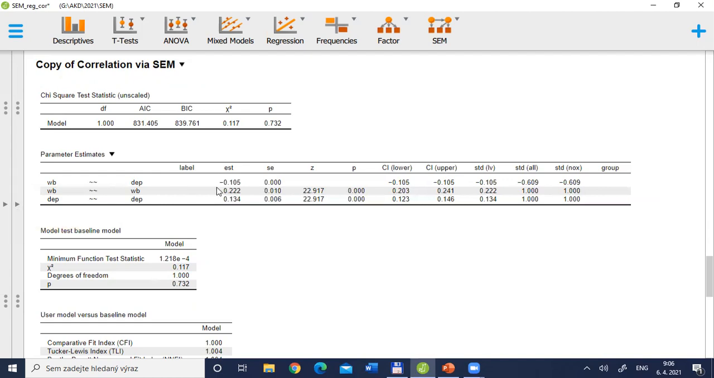So that's the first. And you can also see that here Z and P are missing. It means that we were fixing this value. So JASP is not estimating this value. We told JASP that covariance or correlation would be like these values. So these values are not estimated. Only well-being variance and depression variance are estimated here. So only 2 parameters are estimated here.